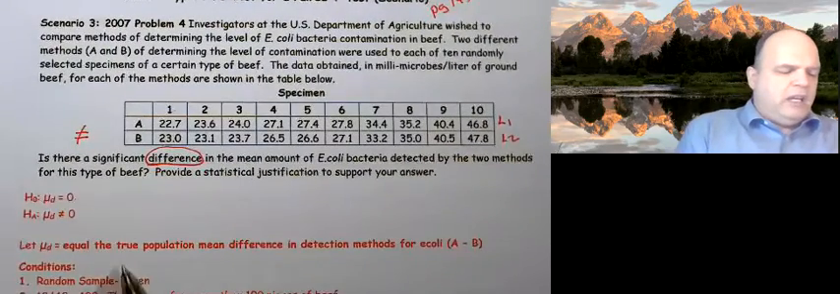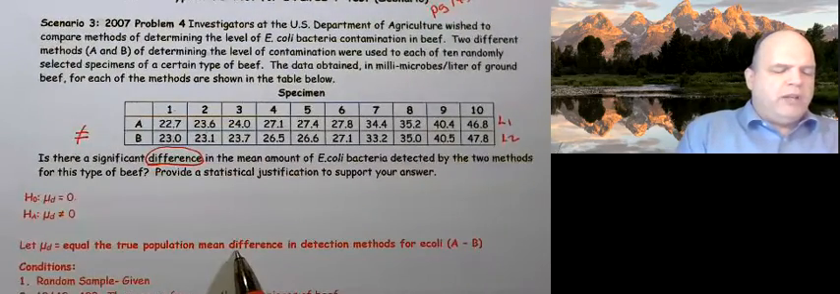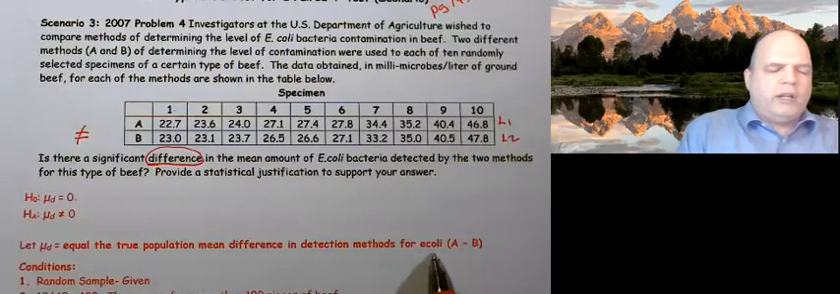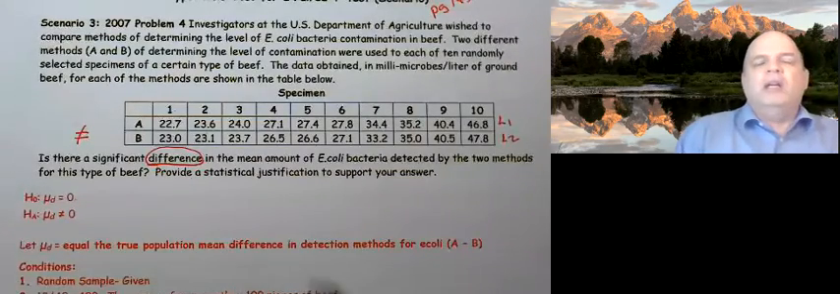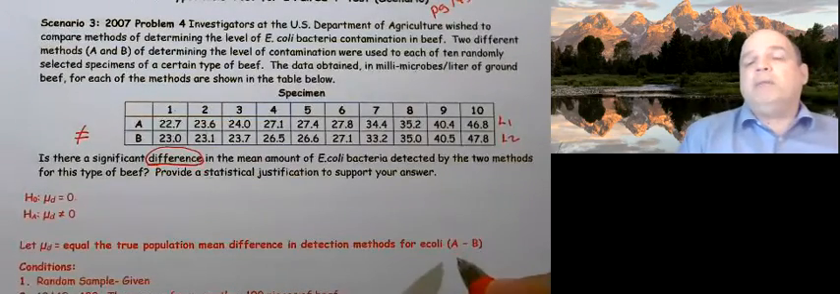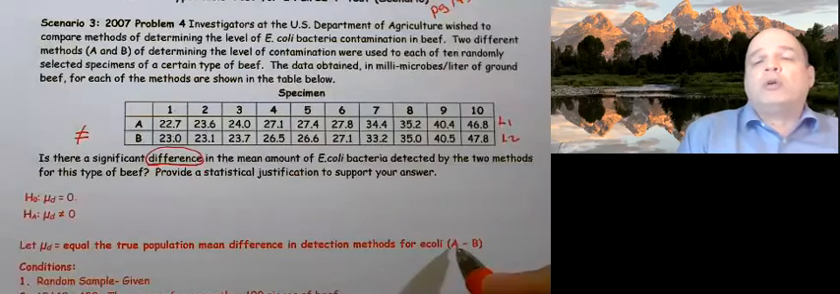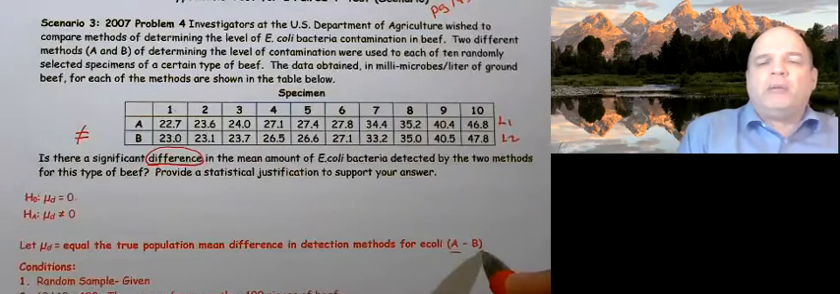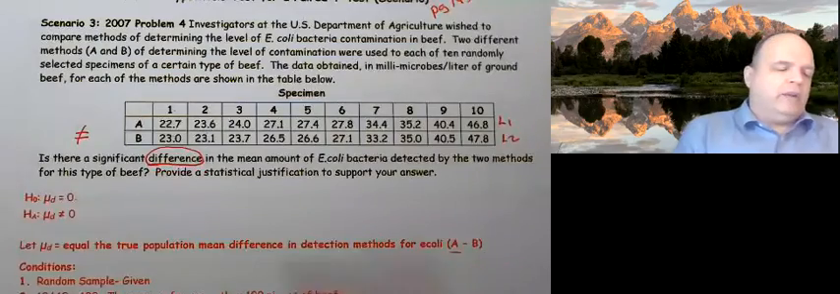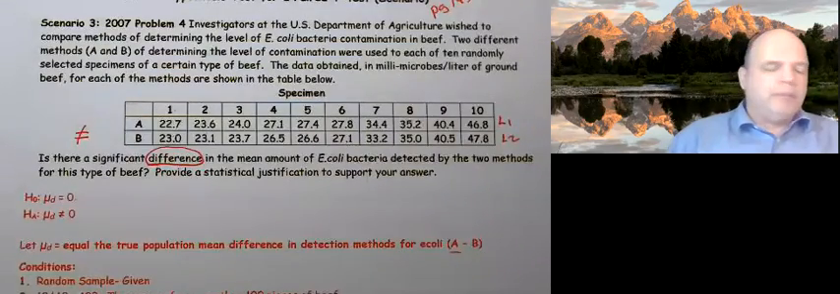So let mu d equal the true population mean difference in detection methods for E. coli, A minus B. I could have done B minus A, but whichever order I chose, I need to define. So I'm telling you that I'm going A minus B. And why did I do A? Because it was first.